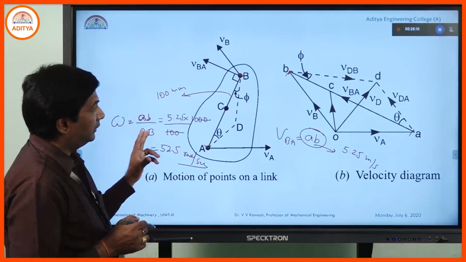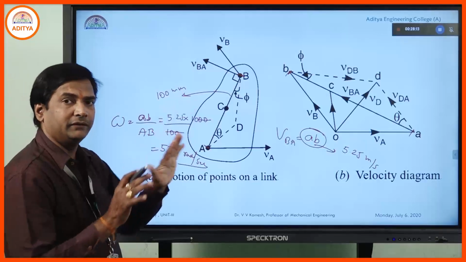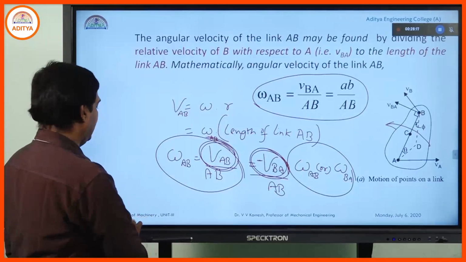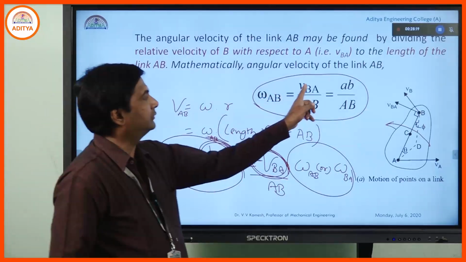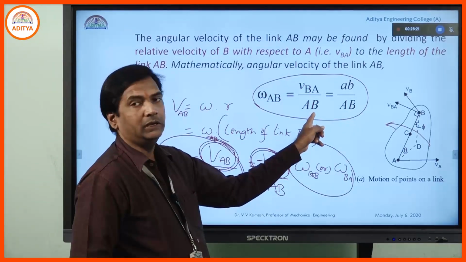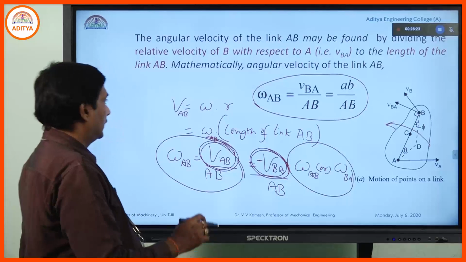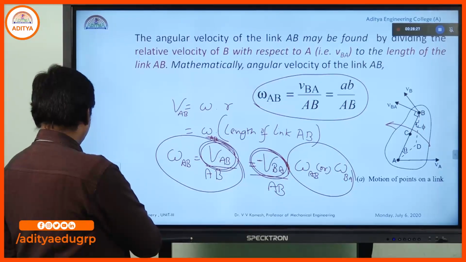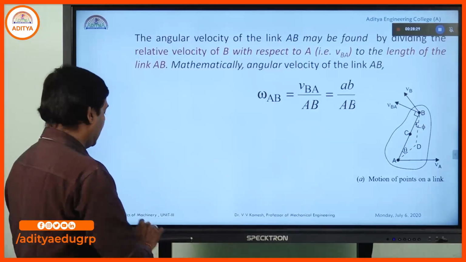Like this, the angular velocity of any of the links can be calculated very easily by means of the velocity component divided by the length component. So whatever the direction, in the initial case it is immaterial.